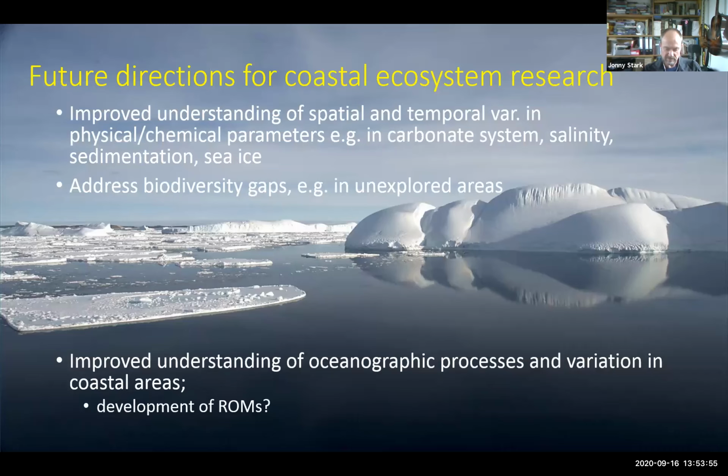And to make such predictions, we need a better understanding of the spatial and temporal variation in some of the physical and chemical parameters in coastal areas, such as the carbonate system. We need to address some of the biodiversity gaps by expanding to unexplored areas. And all this would be aided by development of a better understanding of oceanographic processes and variation in coastal areas. Because the global climate and oceanographic models are not particularly good at localised scales, so perhaps we need more development of some regional oceanographic models.